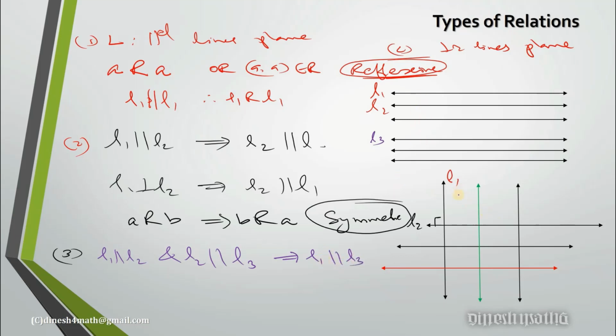Now if you take L1 perpendicular to L2 and L2 perpendicular to this L3 line, can I say L1 is perpendicular to L3? If you observe here, these lines are all on the plane, so it is not true. Obviously L1 is parallel to L3, so it is not true.